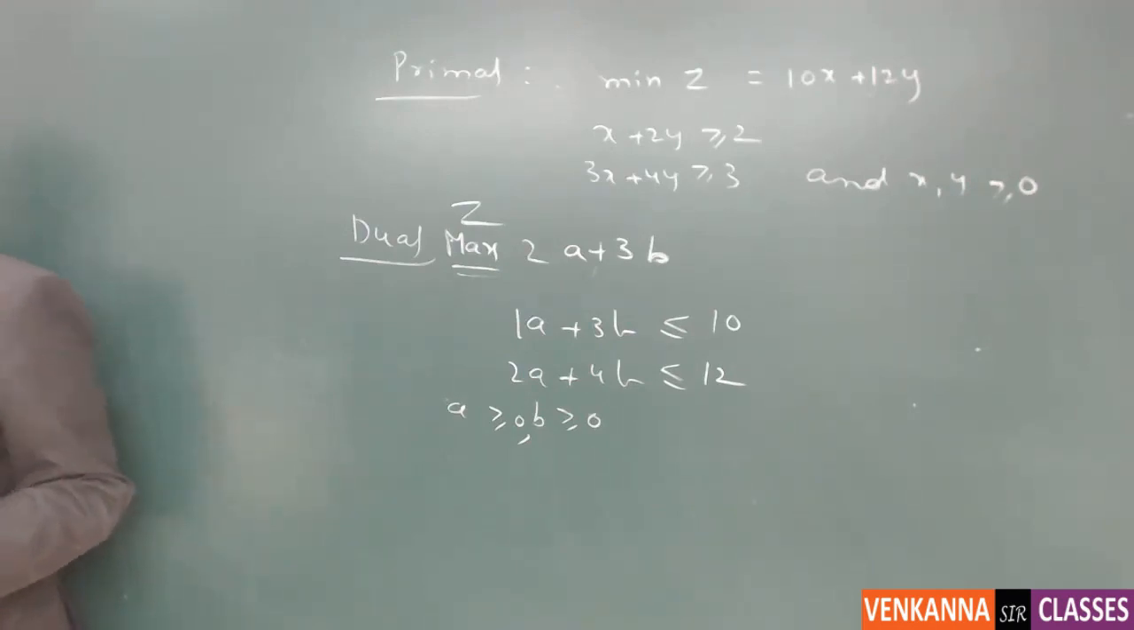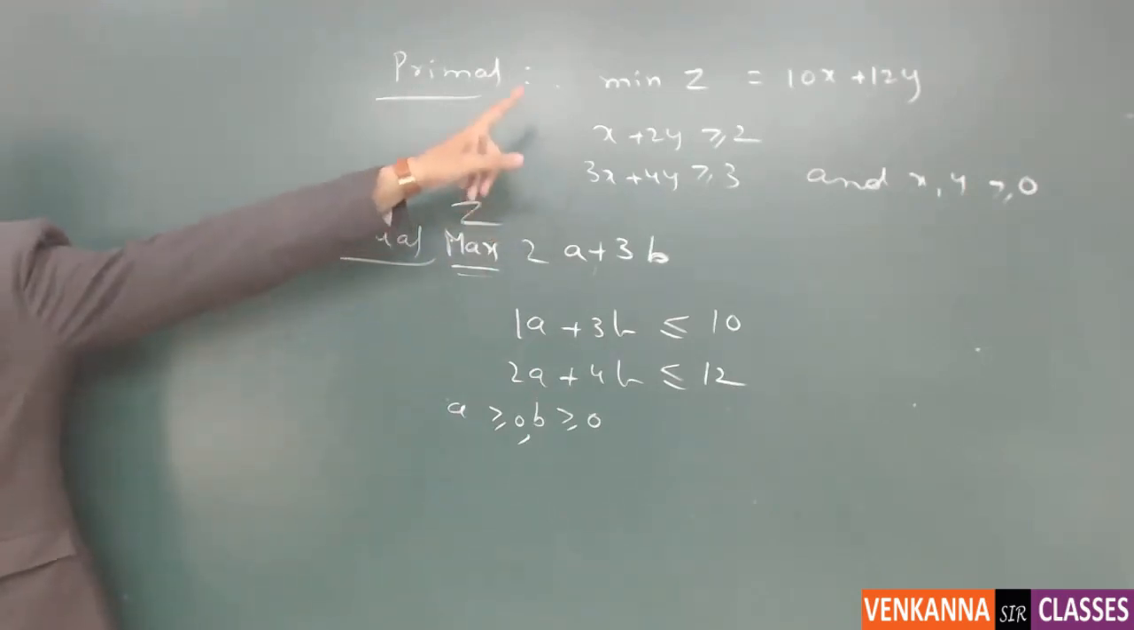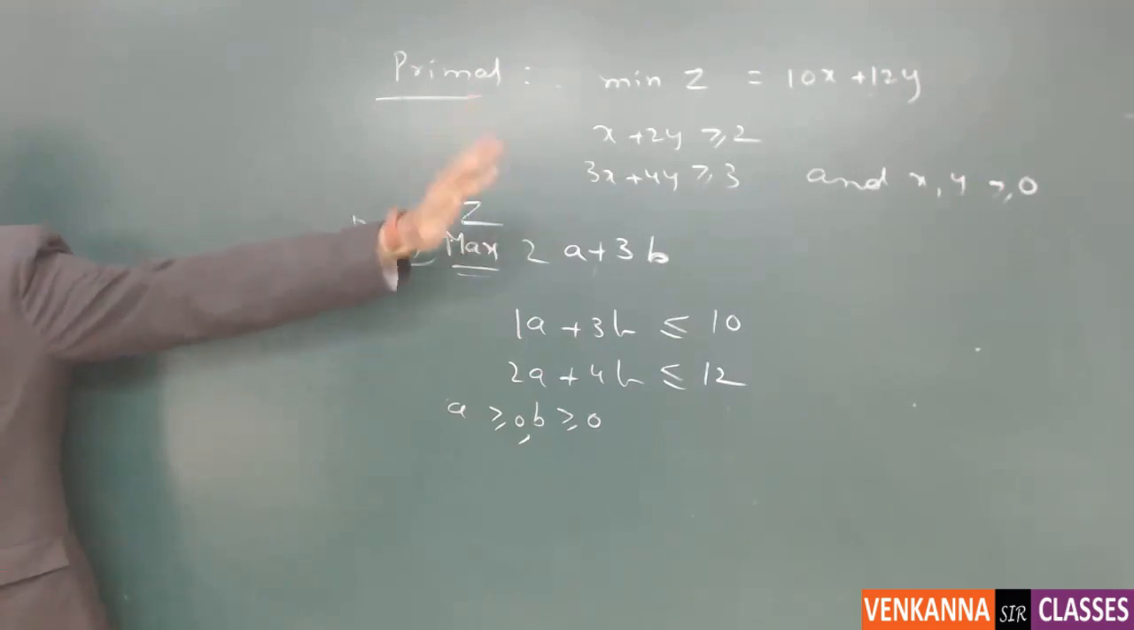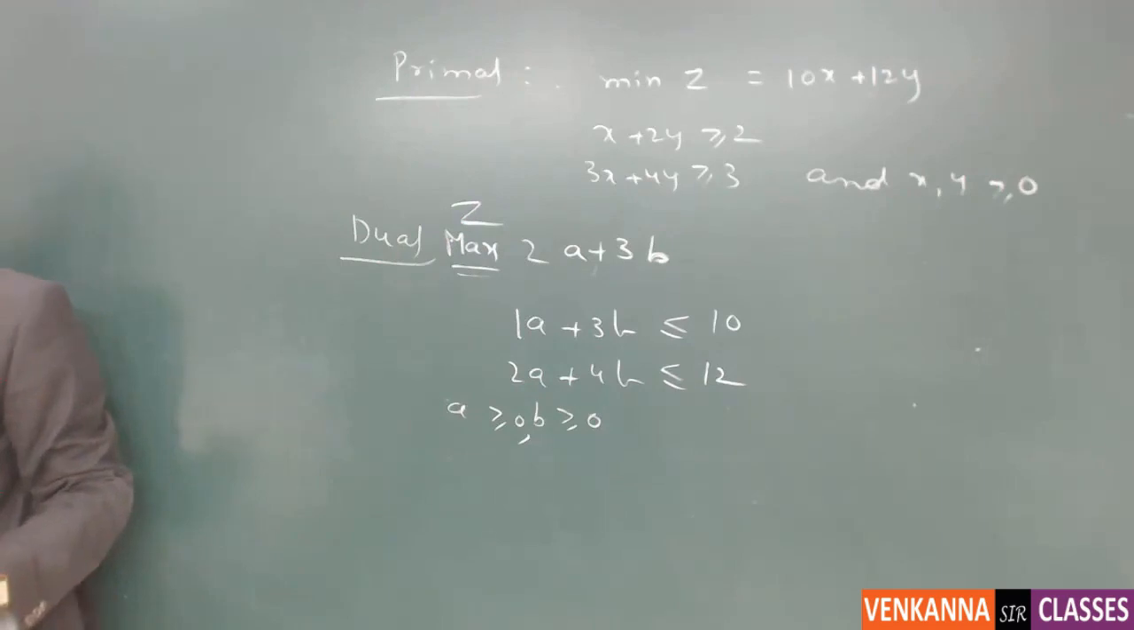Right. So far we have done all the inequalities with only one type of symbol, either less than or equal to, or greater than or equal to. Now what to do if there are mixed types of constraints? Let us go with such a situation.